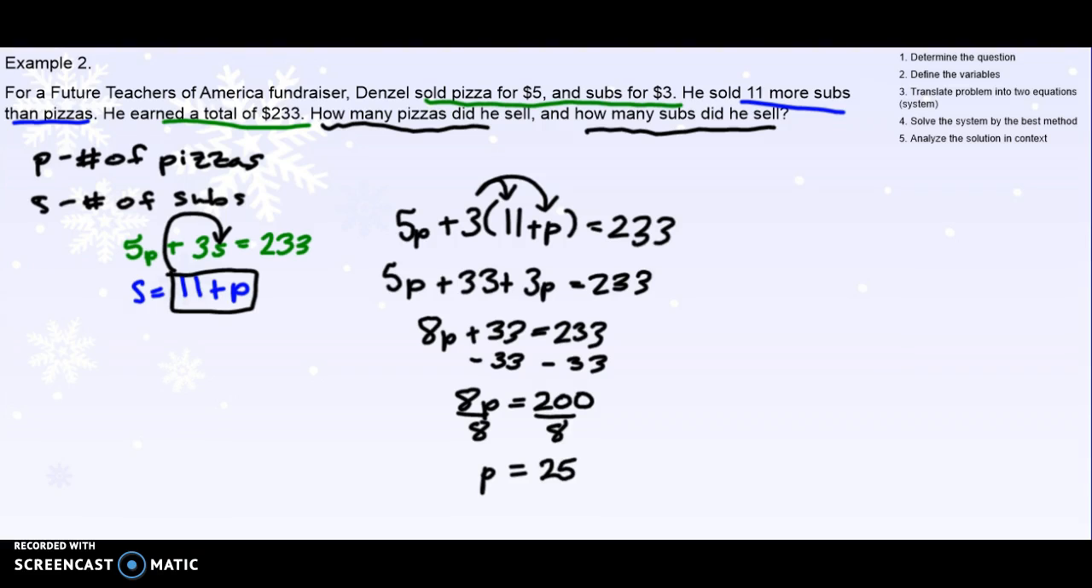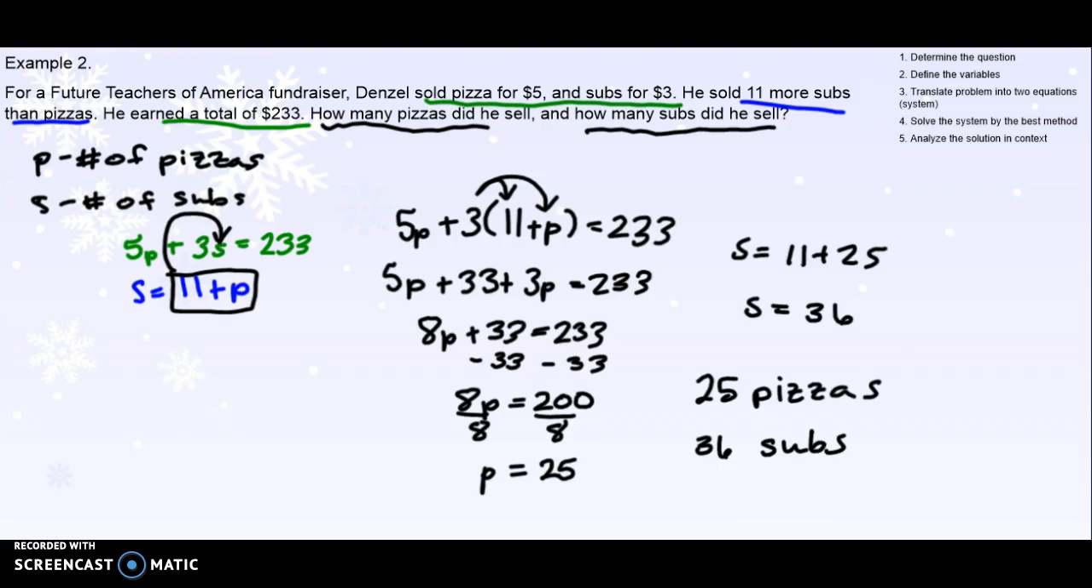Okay, I need to go back and solve for S, so I'm going to plug P into that blue equation. I'll have S equals 11 plus 25, so S equals 36. If we go back, step 5, analyze the solution in context of the problem. He sold 25 pizzas, because P is number of pizzas sold, and he sold 36 subs. S is number of subs sold. This is our final answer.